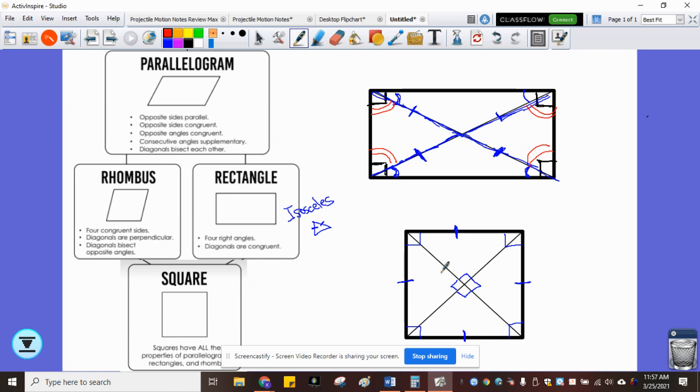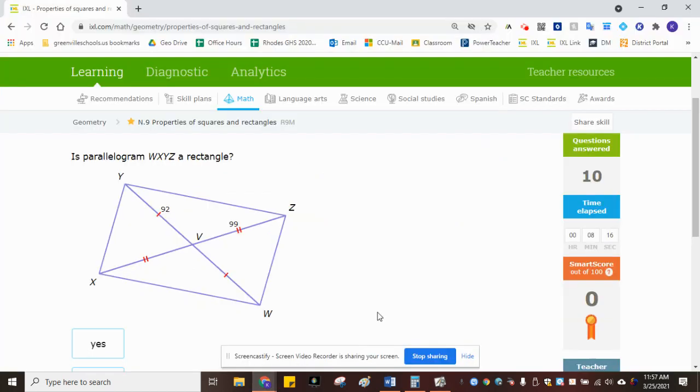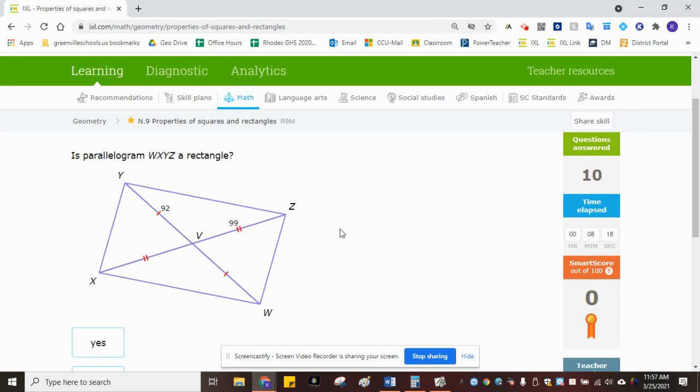So I can't draw it all, but they have to meet at 90-degree angles when they bisect. The corners all have to be 90 degrees. All of the sides have to be congruent. All of the insides have to be congruent. It goes on and on. All of these different properties work for a square. So looking at IXL, let me see if I can get you to 100 starting from 0.